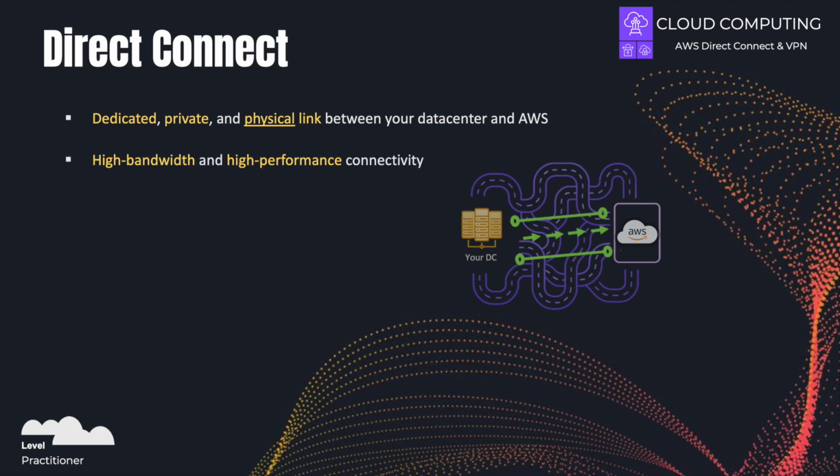To get started with Direct Connect, you usually coordinate with an AWS partner or supported network provider to establish a dedicated line from your data center to AWS. After that, you can do some configuration on your AWS environment, and eventually you'll have full back-and-forth connectivity between your on-premises network and your AWS VPC.